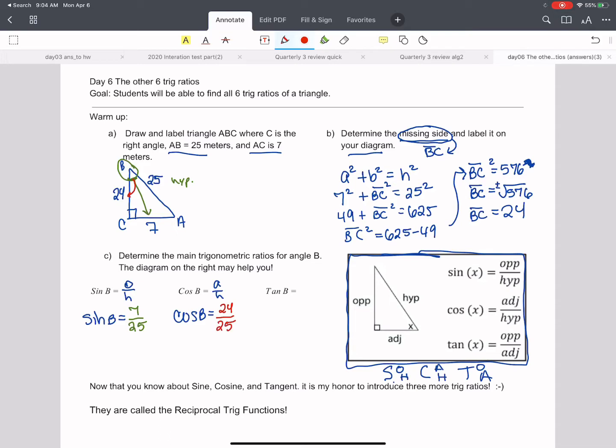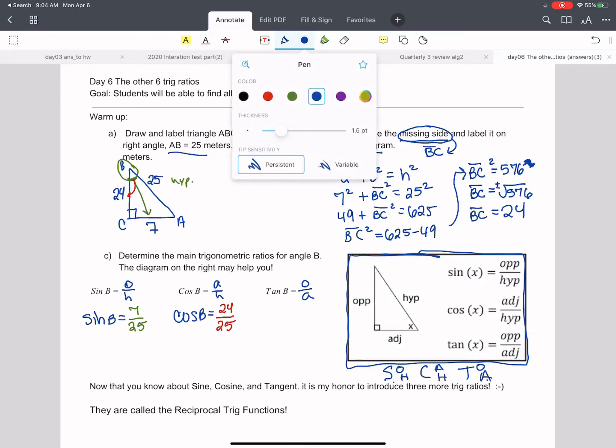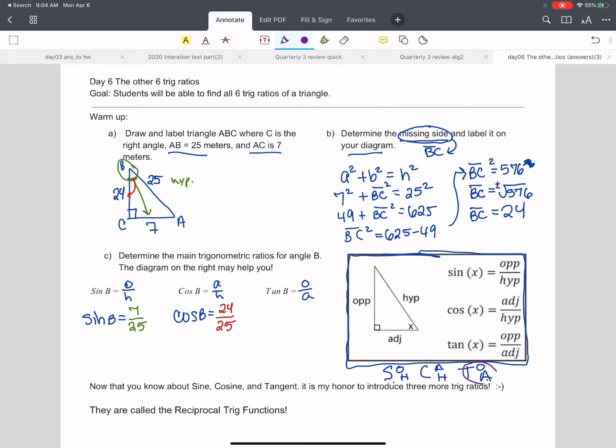And then tan of B, that's opposite over adjacent. Remember, we're using SOH CAH TOA. And tan of B would be, as we're now using that one, I'm going to write that down. Opposite, so opposite 7 over adjacent 24. And there you have it. That's where they are.